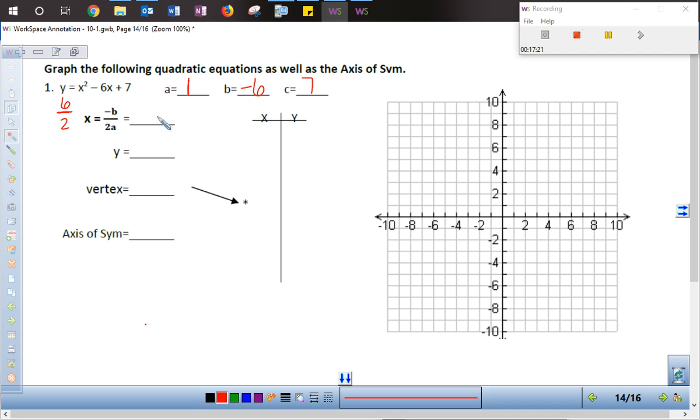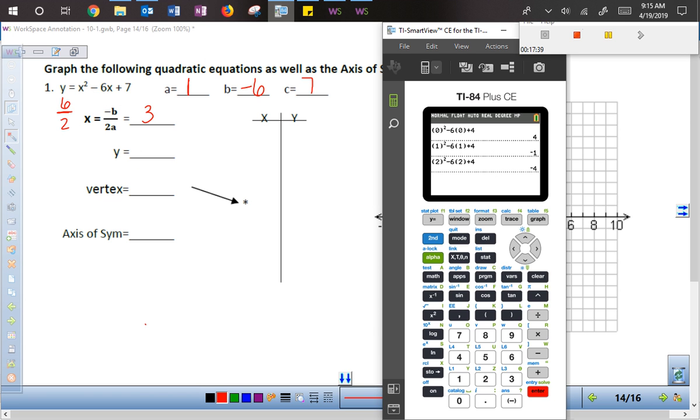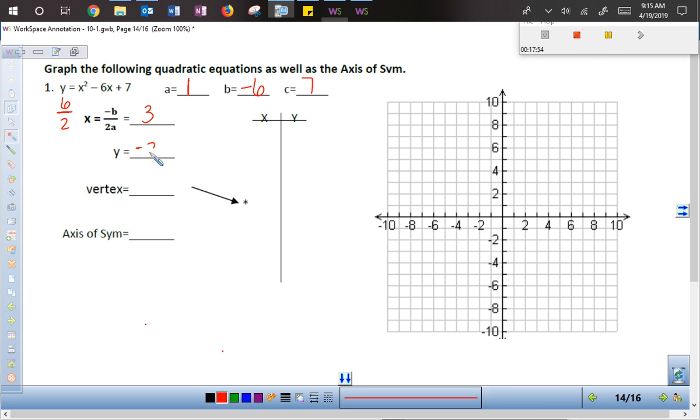Our final answer, though, needs to go on the right. So 6 divided by 2 gives me a result of 3. Now, I need to take that 3 and substitute it back into my equation to find out what y is going to be. So, if I put that in, remember I need to put parentheses around, I'm going to have 3 squared minus 6 times 3 plus 7. And when I do that, I get back a result of negative 2. So that means that my vertex is 3, negative 2.